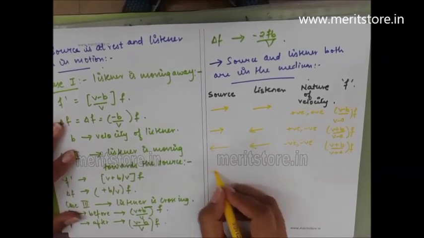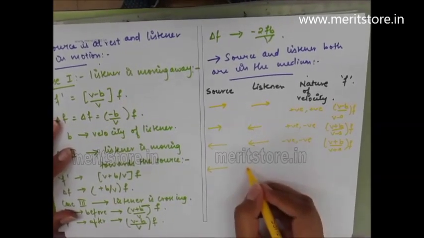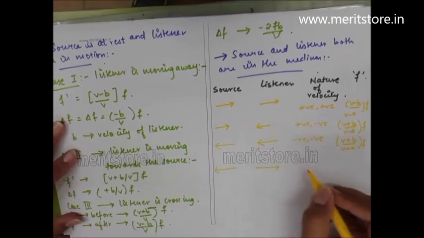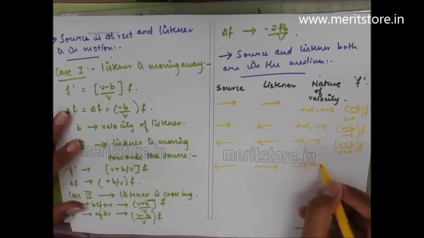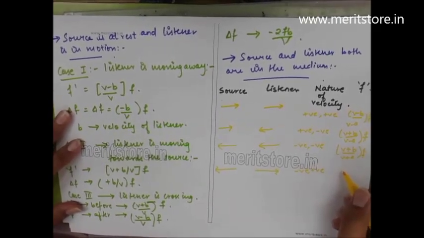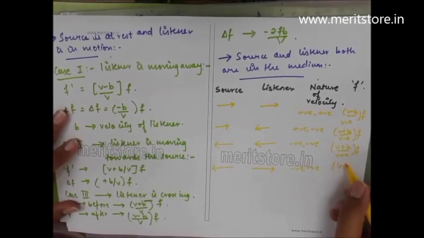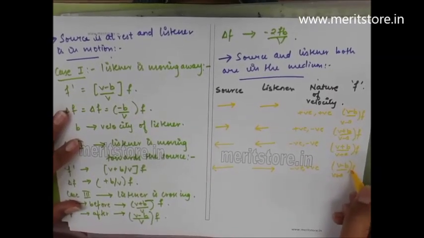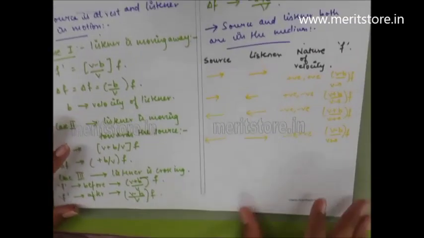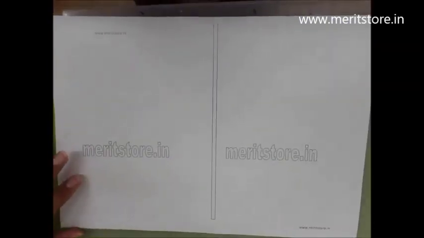When the source is moving in this direction and the listener is moving in this direction, the nature of velocity is negative and positive respectively, and the apparent frequency can be given as (v - b) divided by (v + a) multiplied by f. Now, what is the effect of motion on medium?